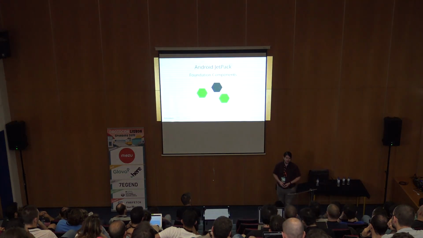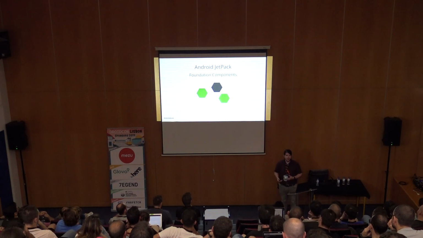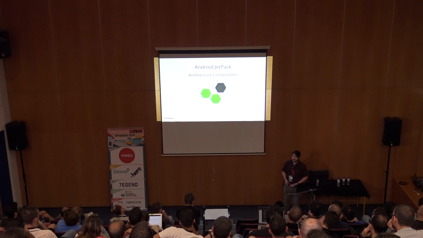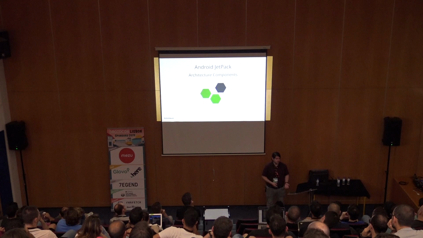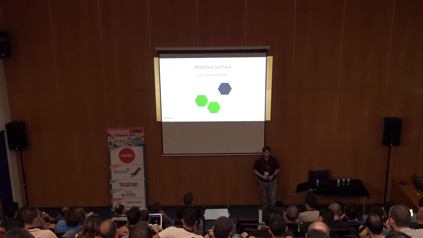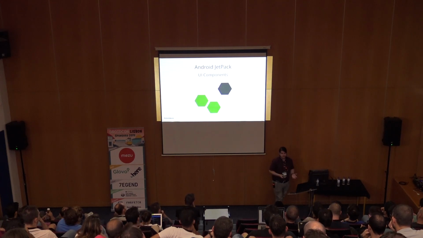So the foundation components, this is where the support library left off, including KTX helpers, multidexing, security. You have the architecture components, things like LiveData, ViewModel, Navigation, Paging, and the Room persistence library. You have behavior components, so this is things like media playback, notifications, permissions, and slices. And finally, UI components. So these are things like fragment transitions and animations, and our most favorite thing, emojis.